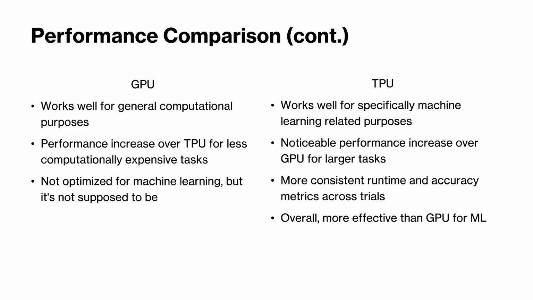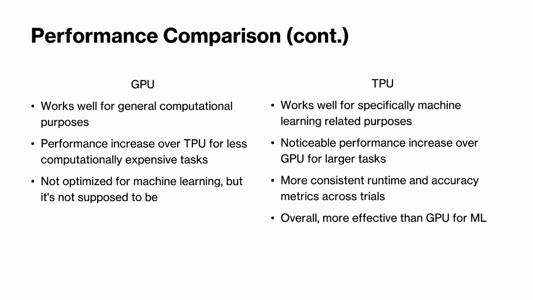So, in general, as a performance comparison, GPUs work well for general computational purposes. We see a performance advantage over TPU for less computationally expensive tasks, like fewer layers in that first example. It's not optimized for machine learning, but then again, it's not supposed to be. GPUs are intended for general purpose computing, whereas a TPU works well for machine learning purposes, not well for general computing.